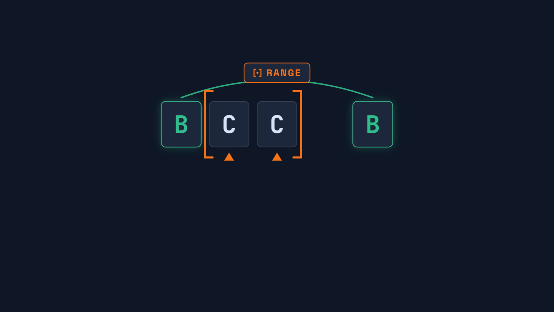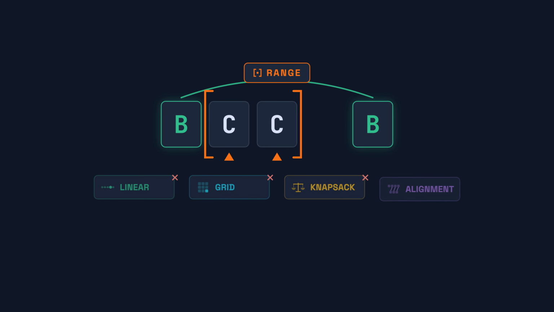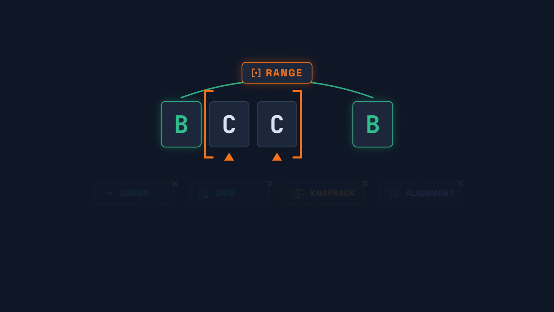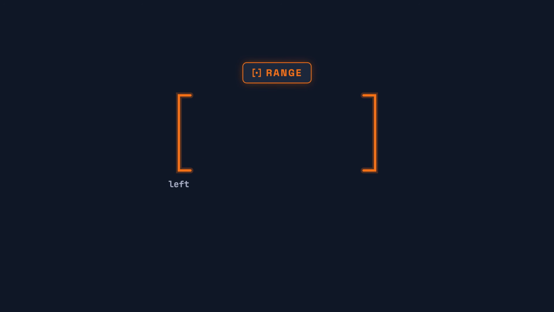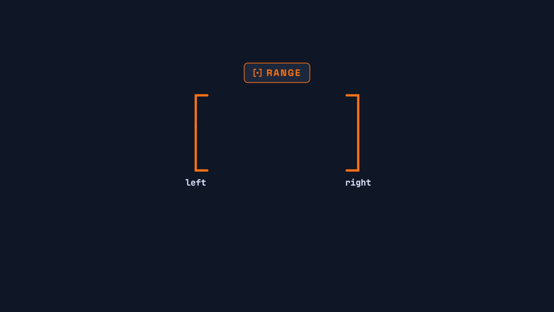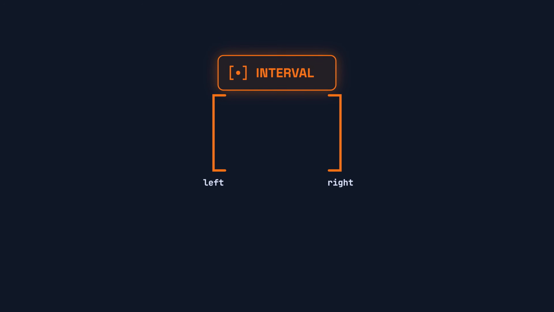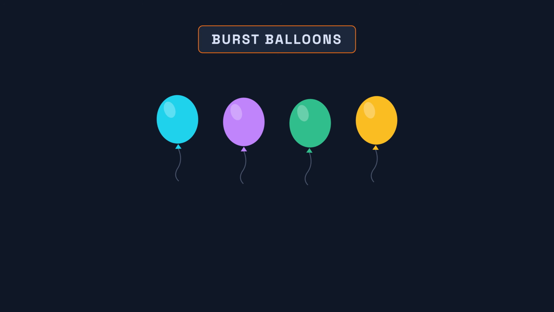Notice what just happened to the state. If you're thinking it doesn't look like any of the earlier ones, you're right. You're tracking a range now. A left edge and a right edge closing inward. That's the interval pattern. Now let's use ranges on a harder problem, the balloons from the beginning of the video.